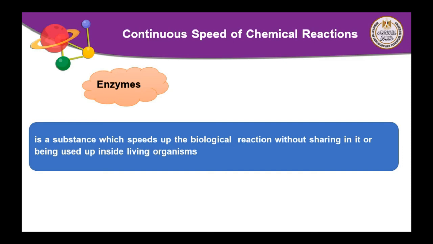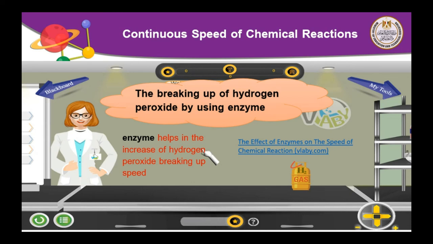Enzymes, we know that it is a substance which speeds up the biological reaction without sharing in it or being used up inside living organisms. The difference between catalyst and enzyme: both of them are chemical substances, but one of them is used in chemical reactions and the other is used in biological reactions. We know the effect of enzyme that increases the decomposition speed of hydrogen peroxide into oxygen and water.